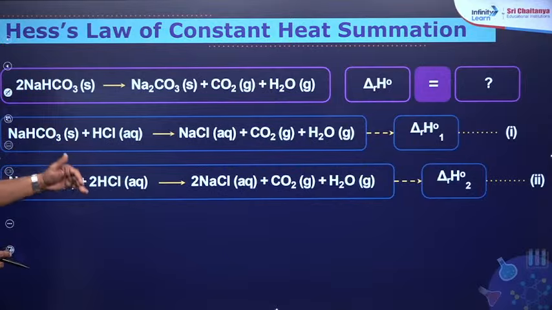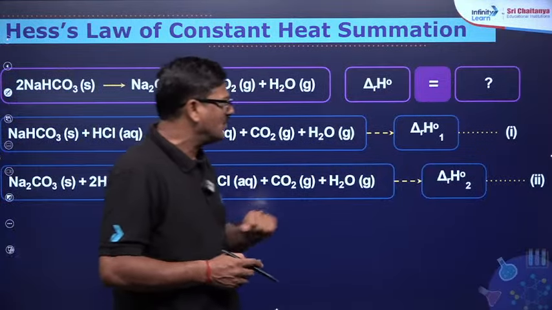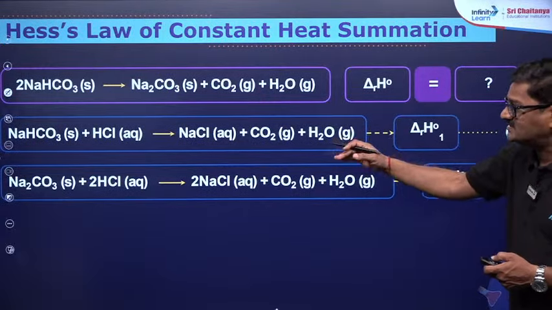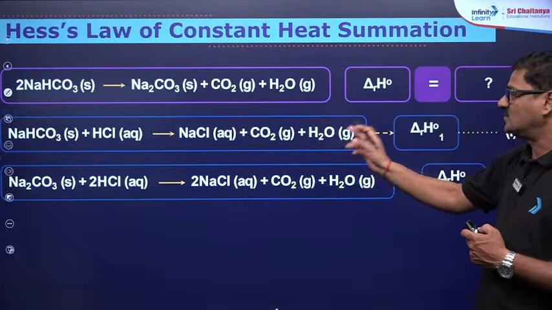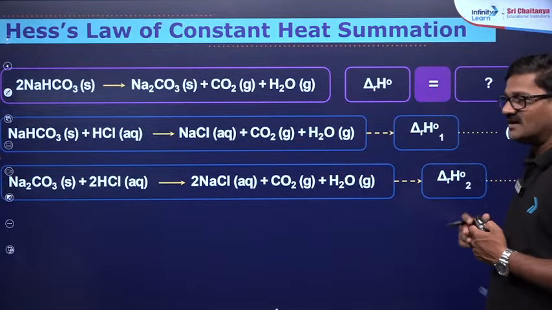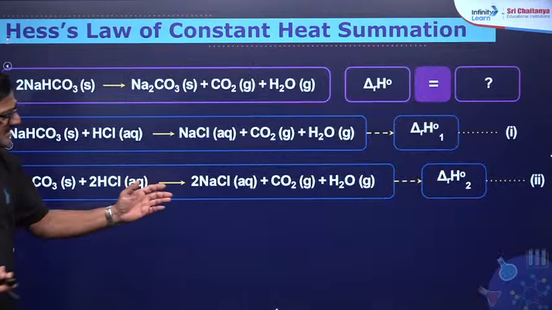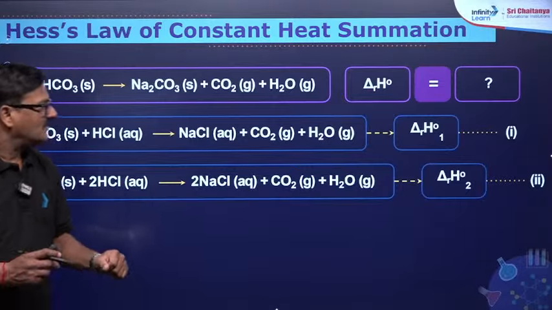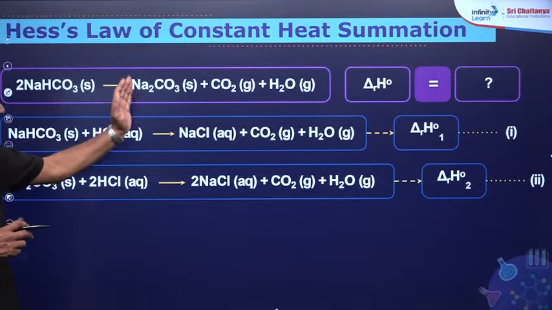So these are the various applications I just want to show. NaHCO3 gives Na2CO3 plus CO2 plus H2O. What will be the enthalpy of reaction? Sub-reactions are given. Sodium bicarbonate reacts with HCl to give NaCl, CO2, H2O, and its value is delta H1. And Na2CO3 plus 2HCl gives NaCl plus CO2 plus H2O, delta H2 is given. That is the given data. Now look at this: Na2CO3 is there on the product side.